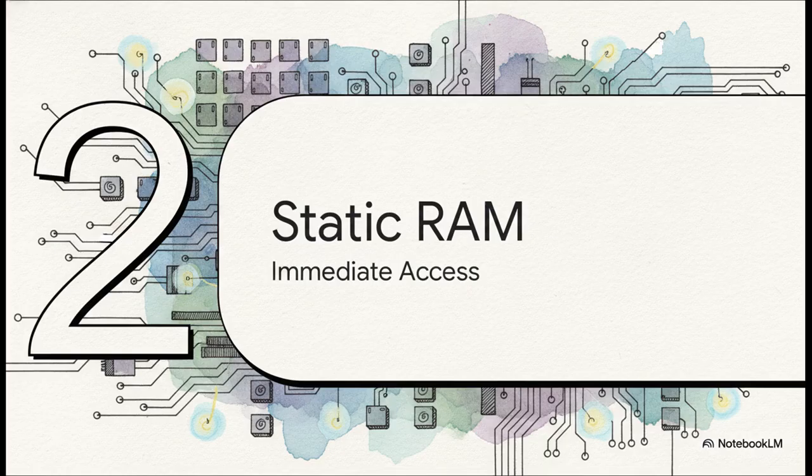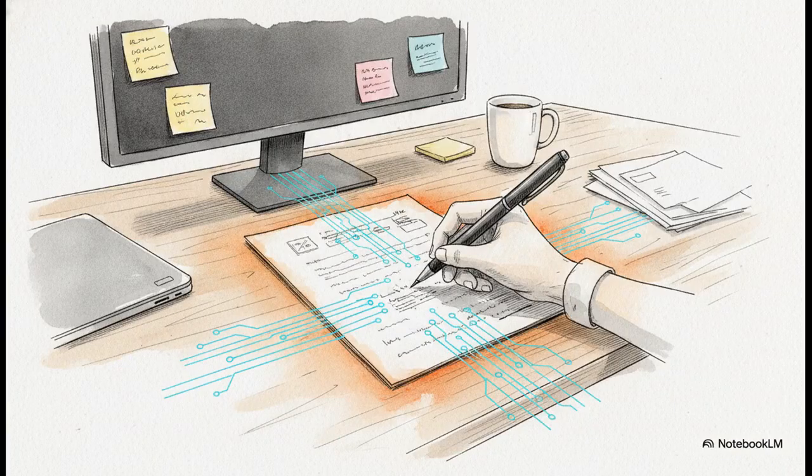Section 2, Static RAM, Immediate Access. Now, to really grasp how this works, we're going to use a workspace analogy. Static RAM, or SRAM, is your immediate desk space. Imagine you're sitting at a physical desk, grinding away on a super complex project. SRAM is the area directly under your hands.